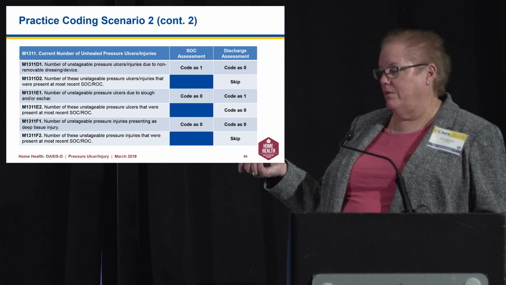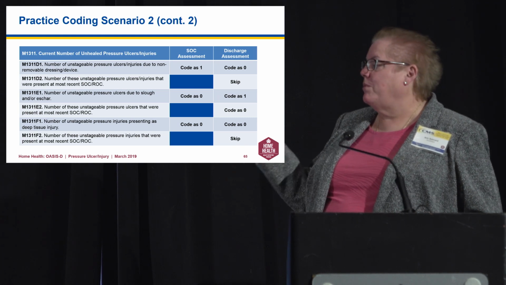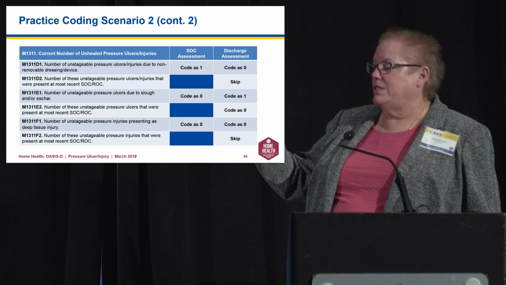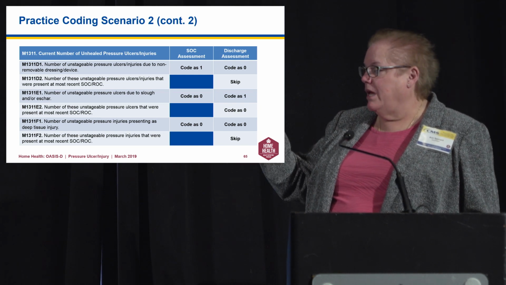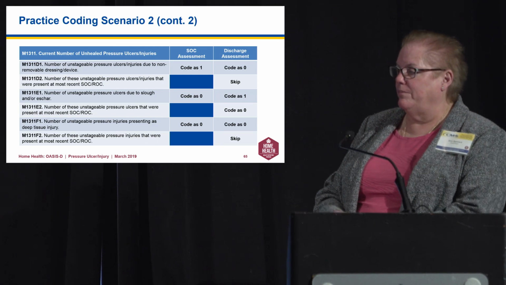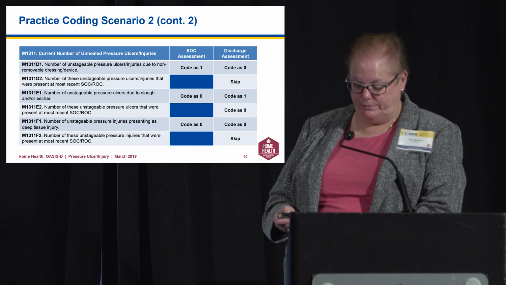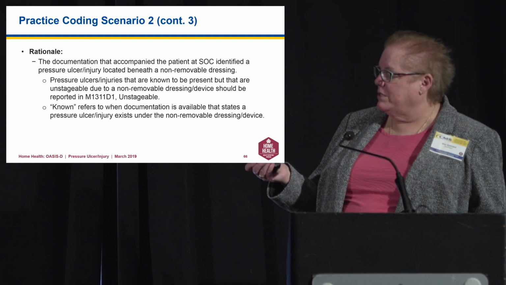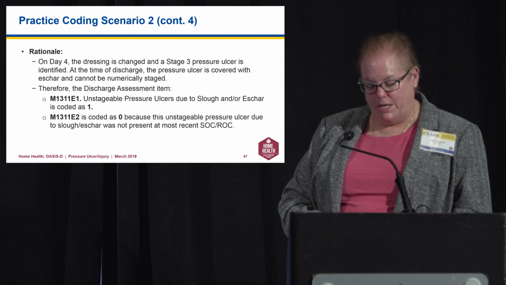We're not going to say how many were present upon admission, but we now have a wound that is unstageable due to slough and eschar. And we're going to say we have one of those and none of those present upon admission. That's kind of the rationale to think that through. All right, and here's the rationale statement. I'm not going to read this to you because this is everything that we just talked about.